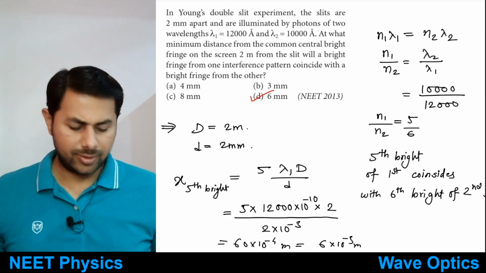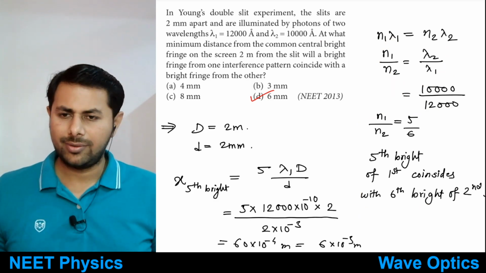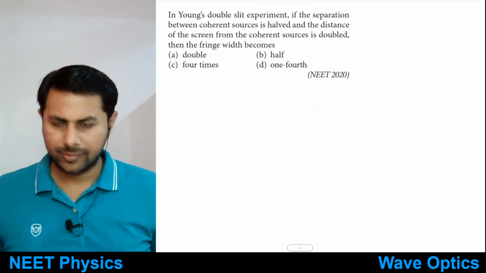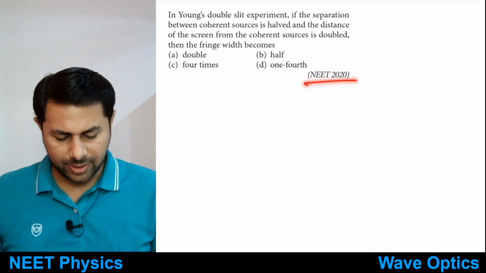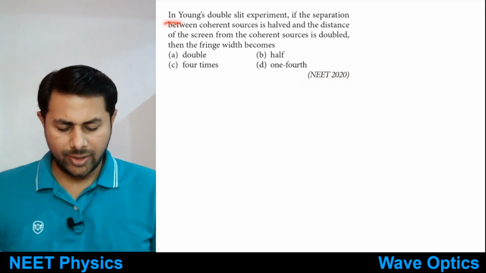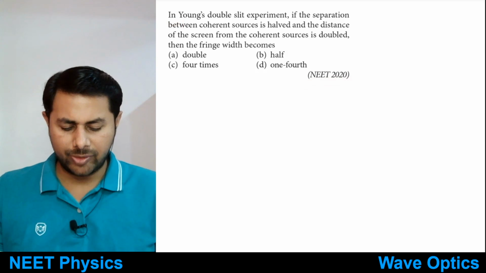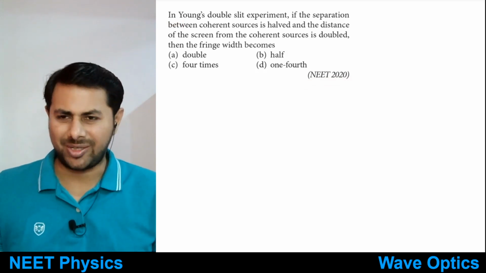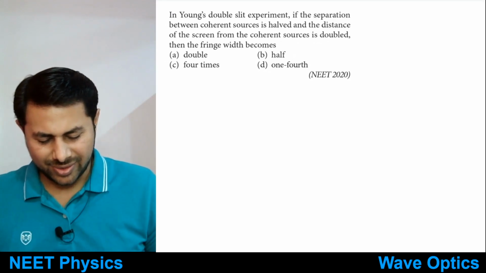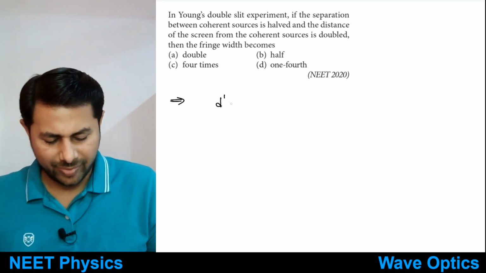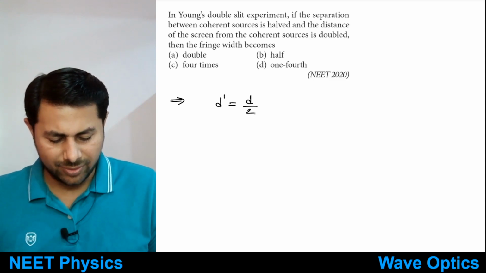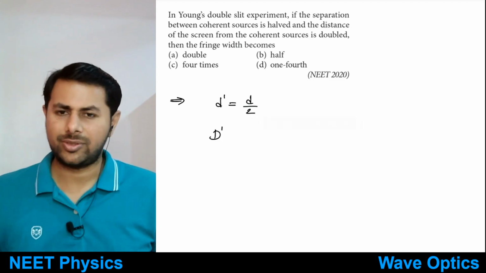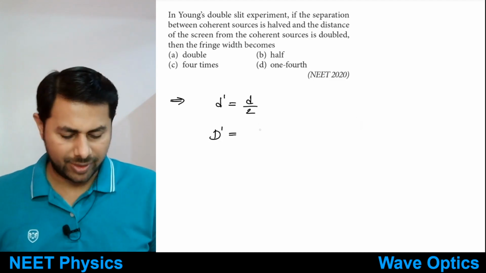Okay, so again this is also simple, right? Almost all questions are like this. All right, let's see this one. This is a recent one, NEET 2020. In Young's double slit experiment, if the separation between coherent sources is halved and the distance of the screen from the coherent sources is doubled. The separation between slits is halved, so d prime is equal to d by 2, and the separation of the screen from the sources is doubled. So capital D prime is equal to 2 times D.